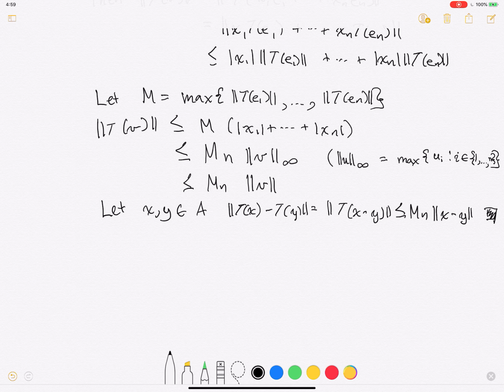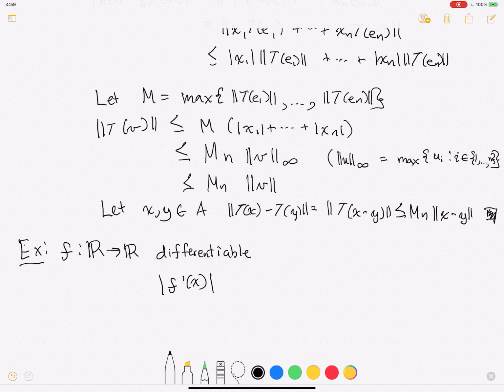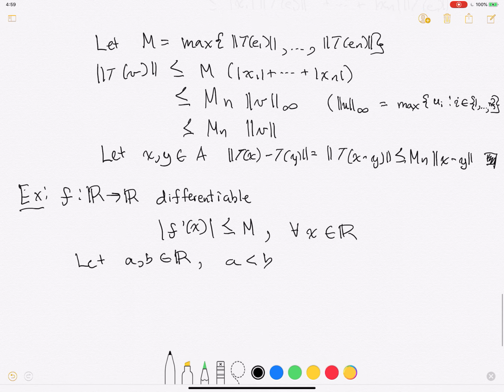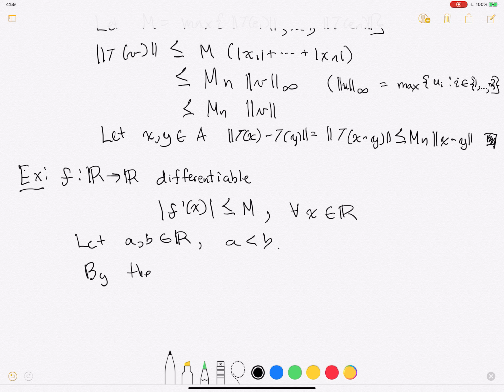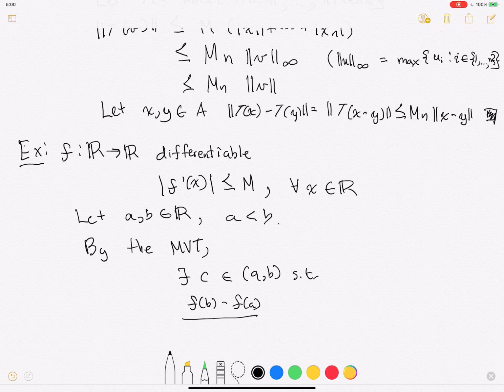Okay, some special functions. Say f from R to R is differentiable, and the absolute value of f prime of x is less than or equal to m for all x in R. Now let a, b in R with a less than b. By the mean value theorem, there should be a c between a and b such that f of b minus f of a over b minus a is equal to f prime of c, the derivative of f at c.